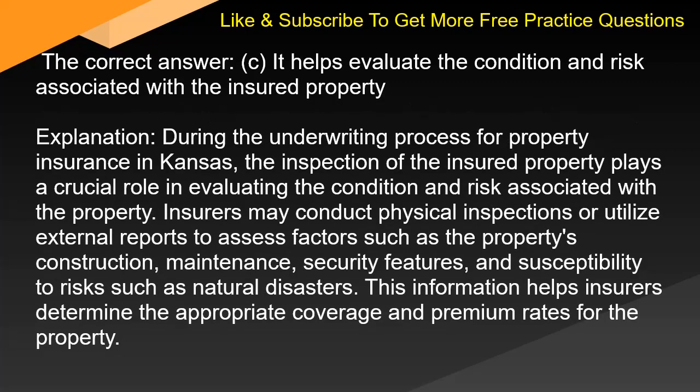The correct answer, C. It helps evaluate the condition and risk associated with the insured property. Explanation. During the underwriting process for property insurance in Kansas, the inspection of the insured property plays a crucial role in evaluating the condition and risk associated with the property. Insurers may conduct physical inspections or utilize external reports to assess factors such as the property's construction, maintenance, security features, and susceptibility to risks such as natural disasters. This information helps insurers determine the appropriate coverage and premium rates for the property.